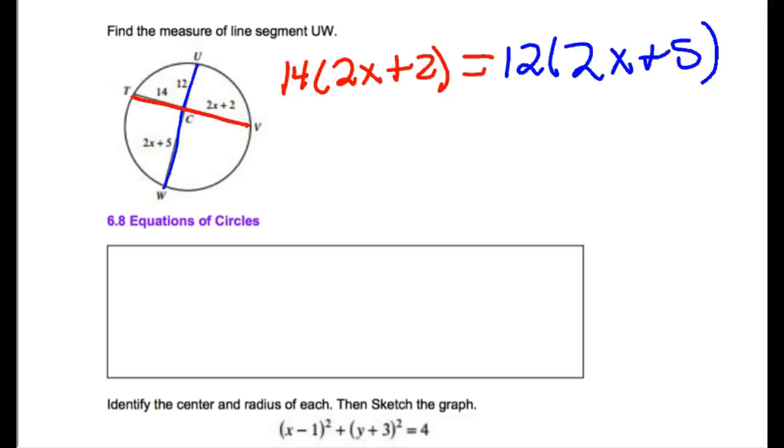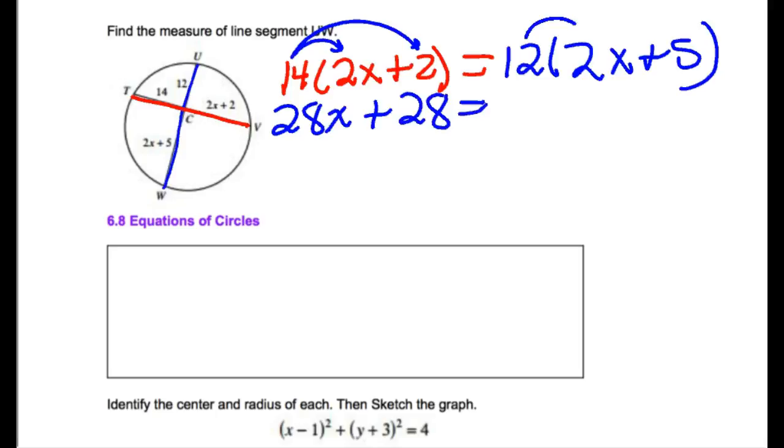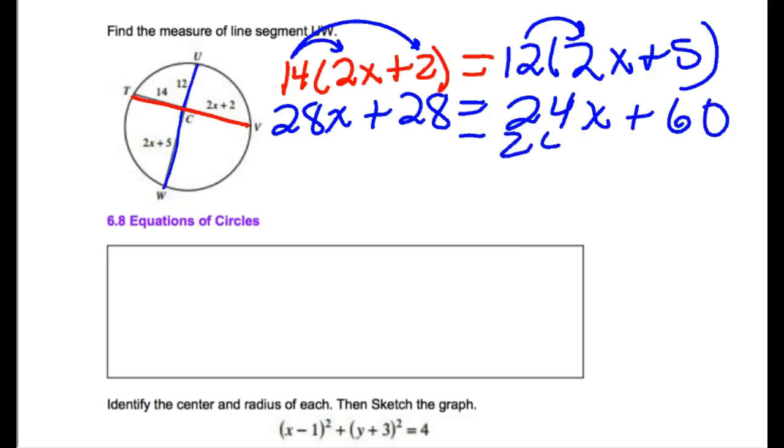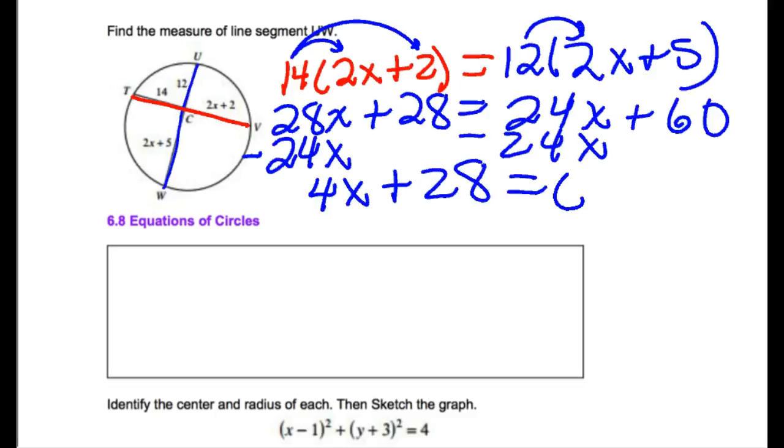I'm trying to figure out what X is here. I'm going to distribute. I get 28X plus 28 is equal to 24X plus 60, 12 times 5. I'm going to get my variable on one side. I'm going to subtract the 24s because they're smaller and I like to avoid negatives. I get 4X plus 28 has to equal 60.